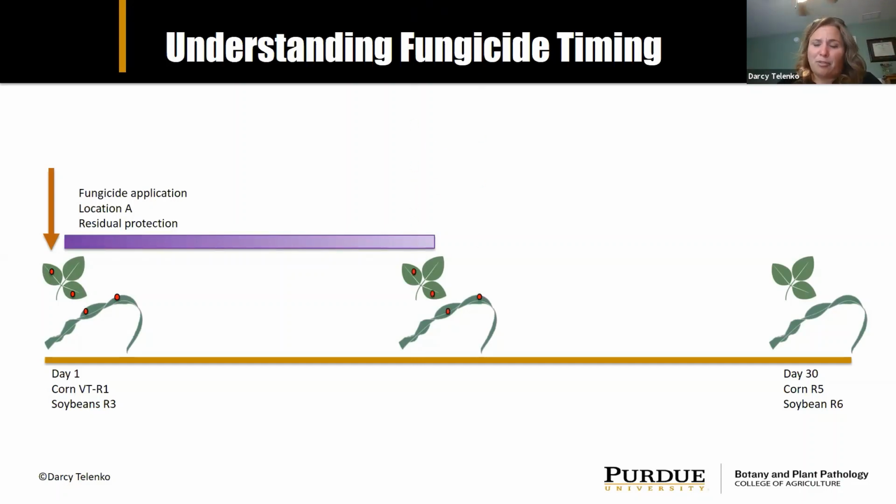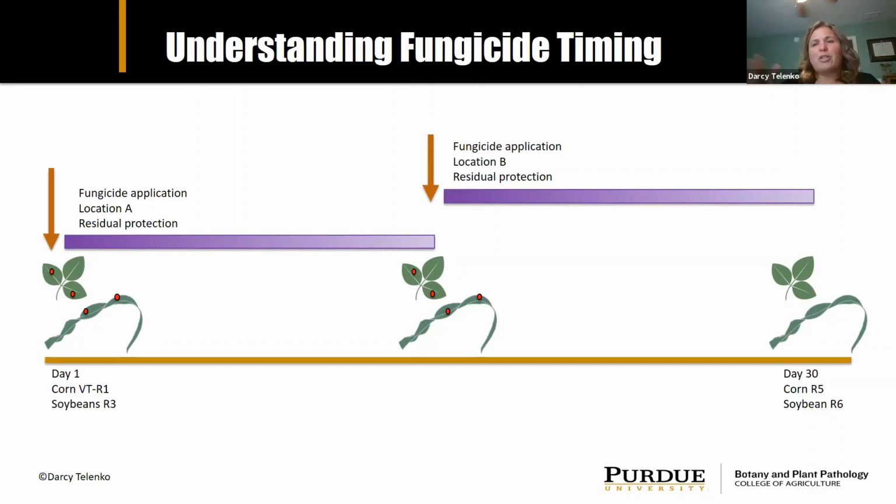Maybe in another field, the fungicide goes out a couple weeks later, or maybe we go at an R2 application in corn. Then we're going to shift that protection. It's going to go a little bit longer into the season, and you might see better control in that other field because the fungicide was there when the disease became more active, as compared to the first location. So again, especially when we start talking about tar spot, we want to really identify when that disease is active and put that fungicide out when we know it's going to impact yield.